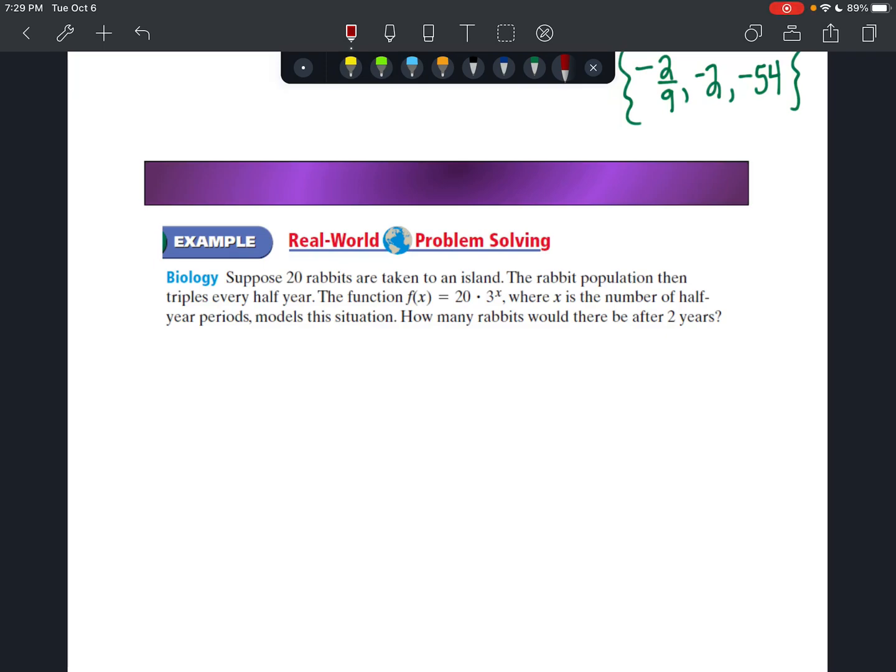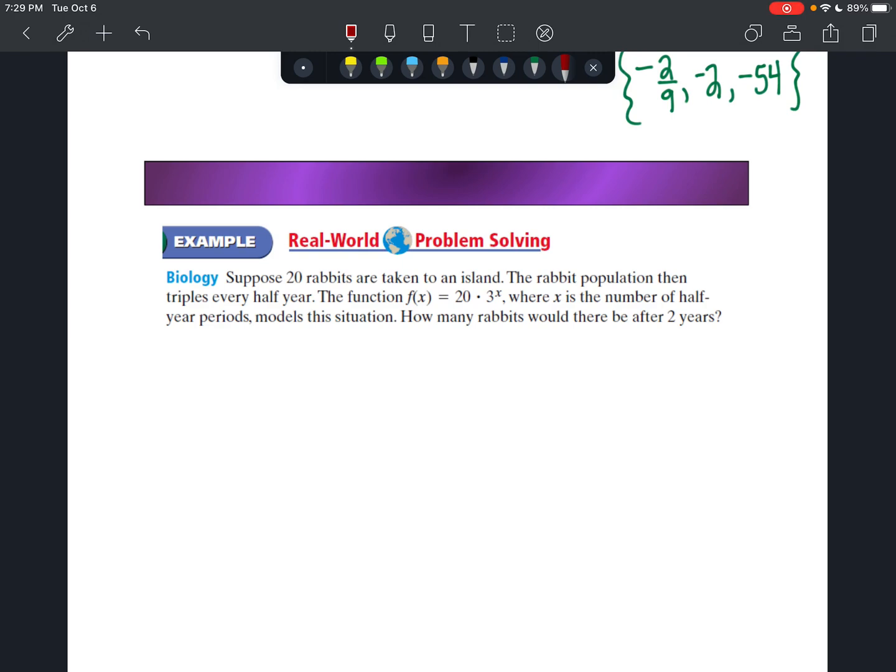Okay, we're going to apply what we've learned here about exponential functions. Suppose 20 rabbits are taken to an island. The rabbit population then triples every half year. The function f of x equals 20 times 3 to the x, where x is the number of half-year periods, models this situation. How many rabbits would there be after 2 years?